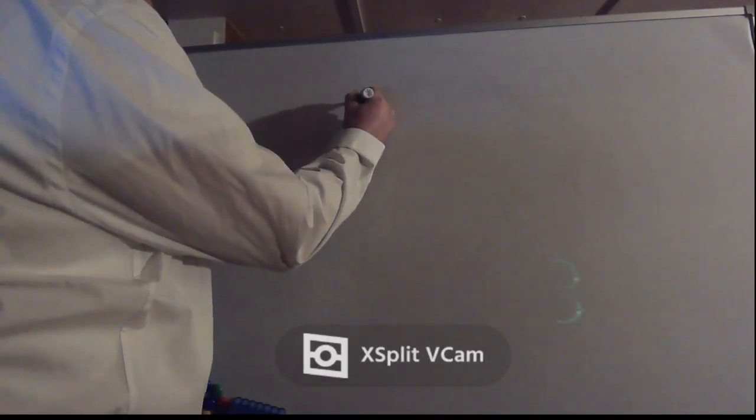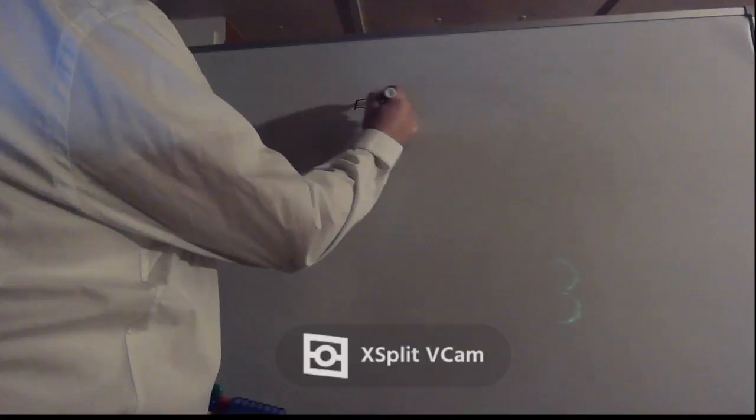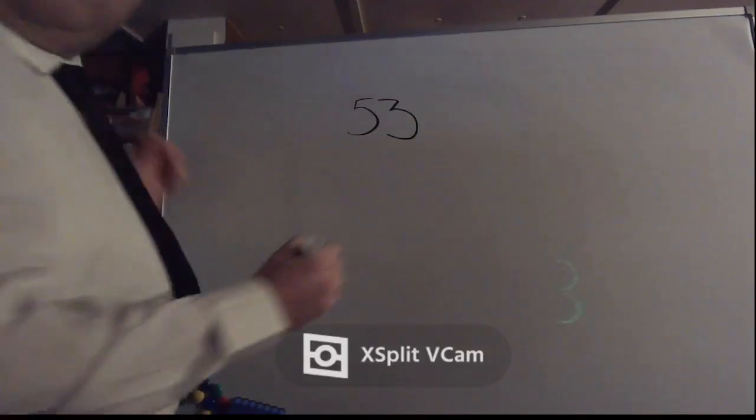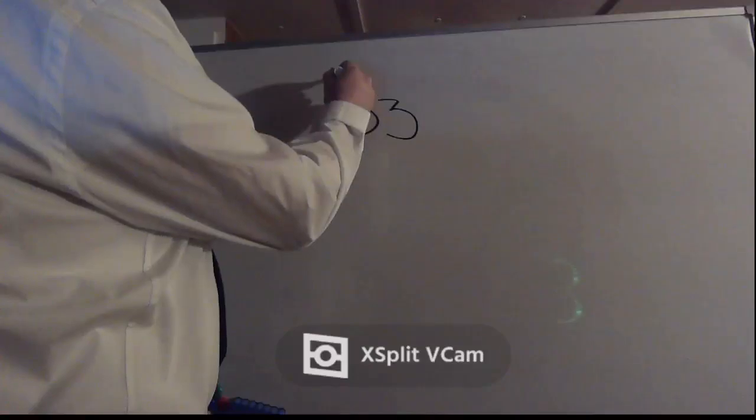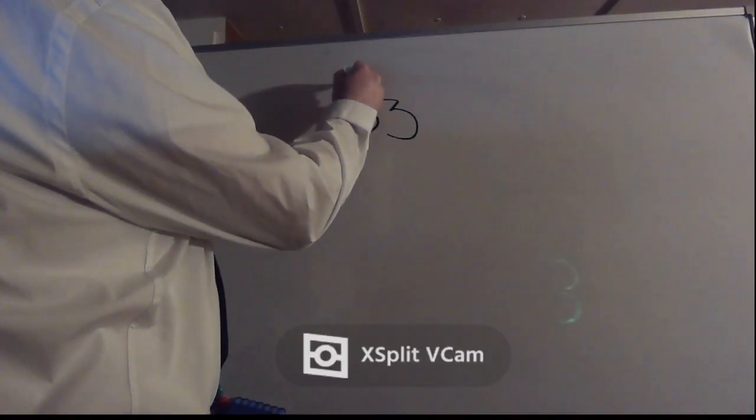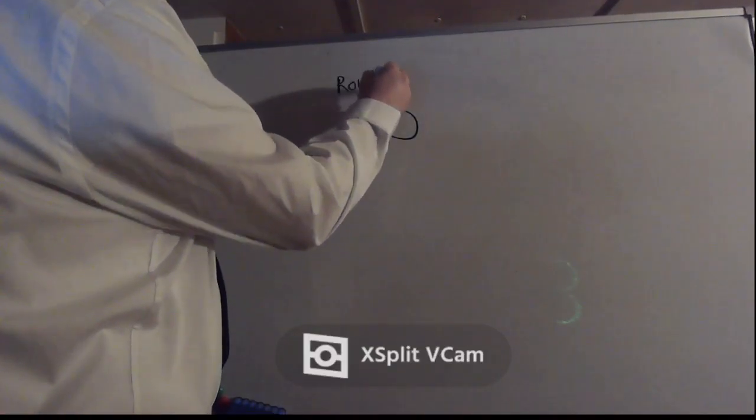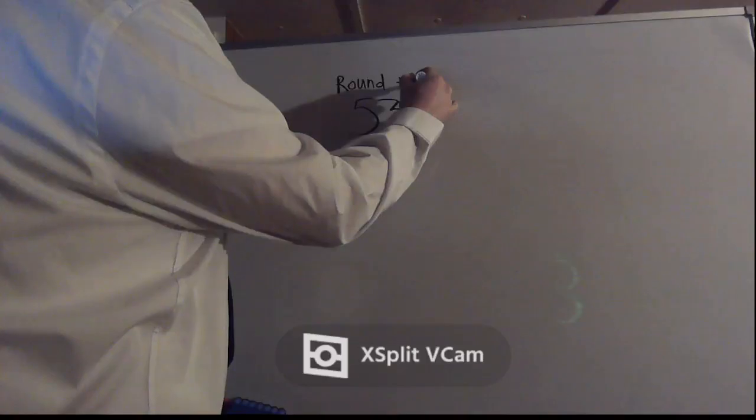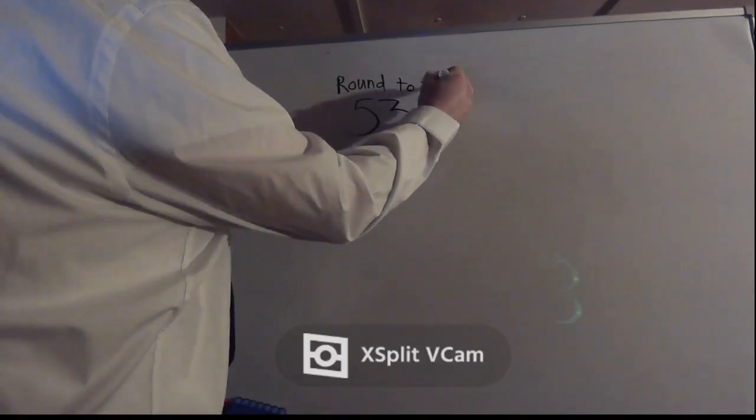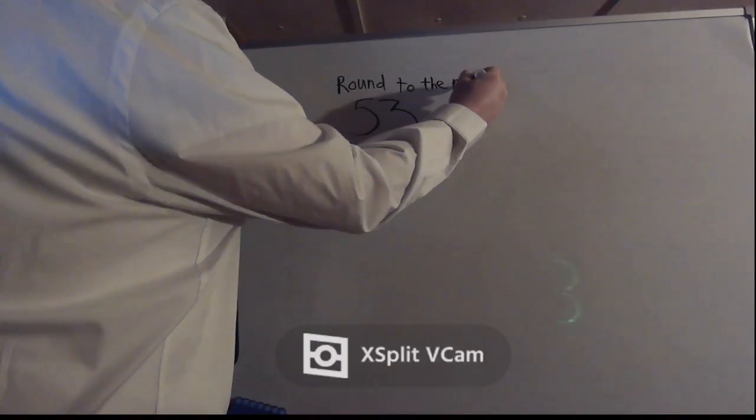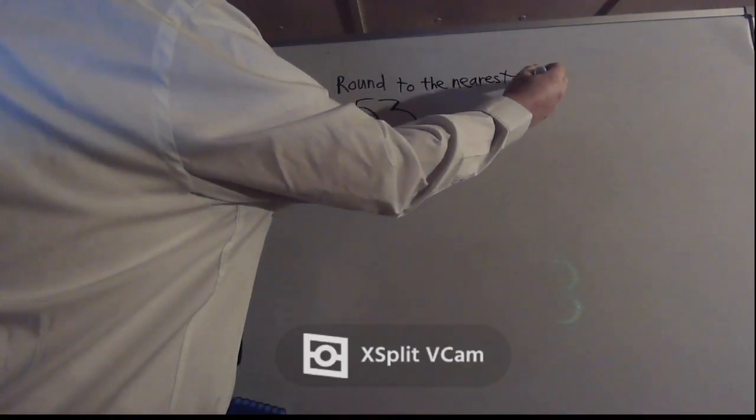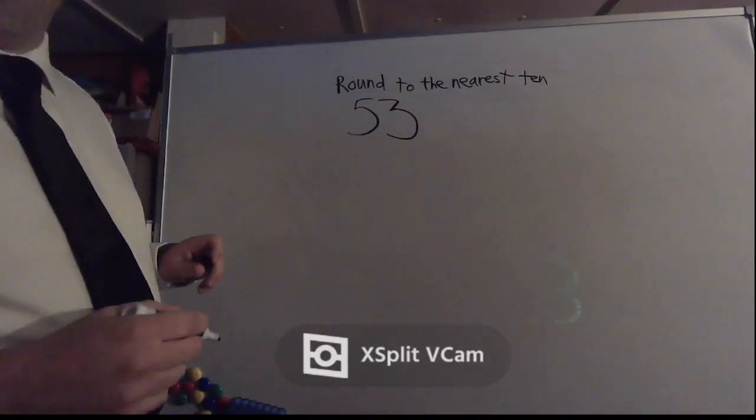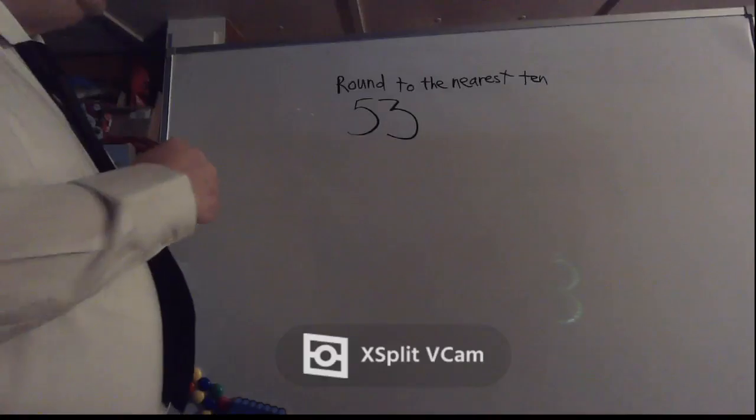Let's say I have the number 53. I'm being asked to round to the nearest 10. Well, how would I do that?